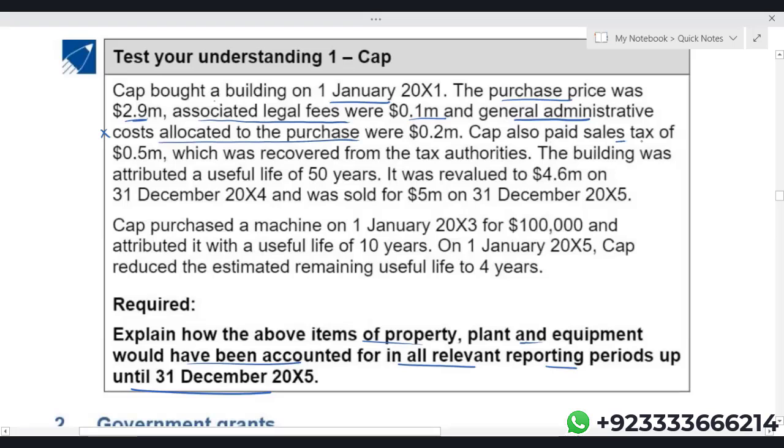CAP also paid sales tax of 0.5 million, which was recoverable, which was recovered from the tax authorities. Tax paid, which is recoverable, cannot become a part of your cost. The building was attributed a useful life of 50 years. It was revalued to 4.6 million on December X4 and was sold for 5 million on December X5.